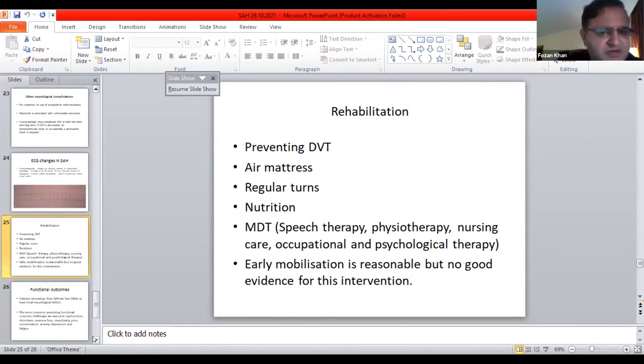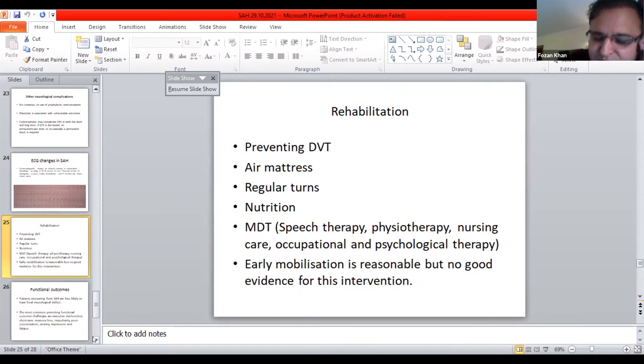Now, a bit about rehab in the context of subarachnoid hemorrhage. Every patient should have specific rehab goals, because every patient with subarachnoid hemorrhage may not have similar neurological deficits or functional disability. But as a general principle, the rehab aspects of subarachnoid hemorrhage must include preventing DVT. So intermittent pneumatic compression devices must be used, because we can't give them Clexane in the context of subarachnoid hemorrhage. An air mattress must be provided.